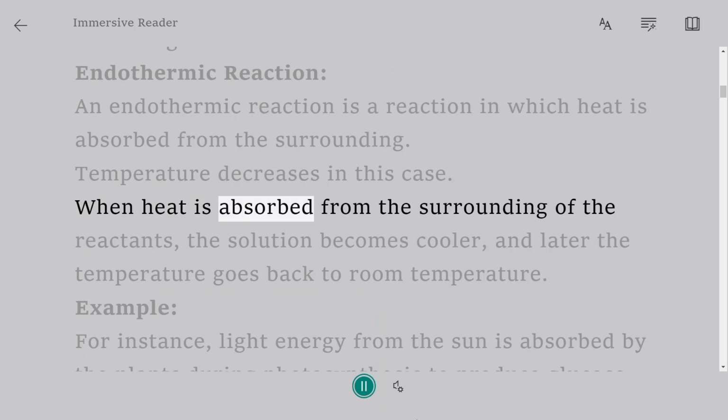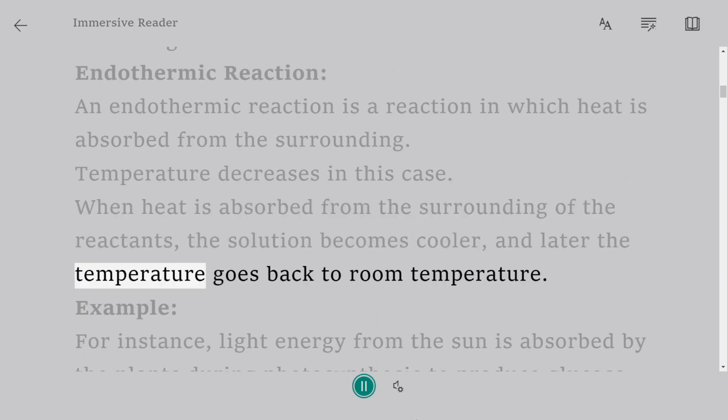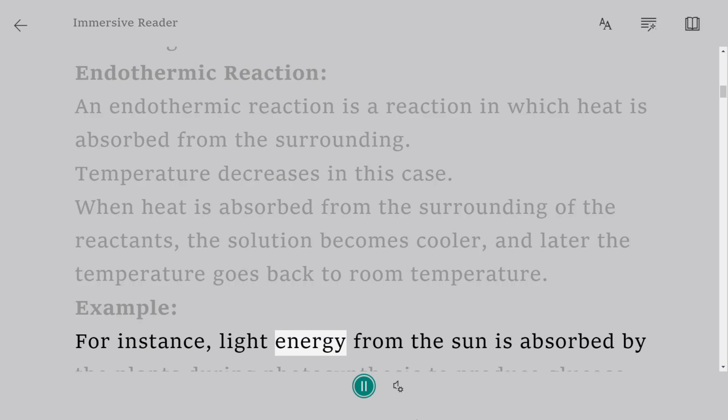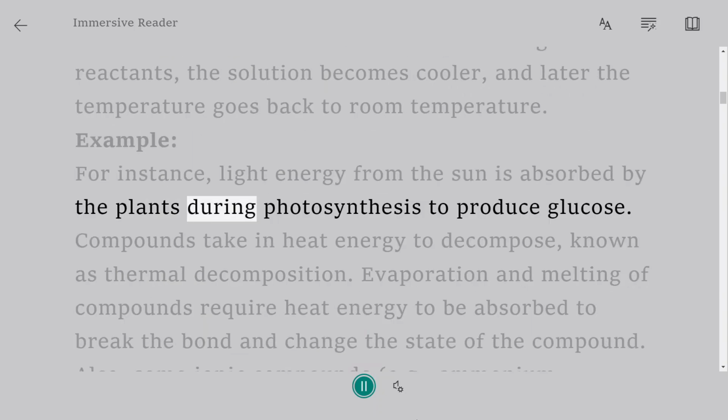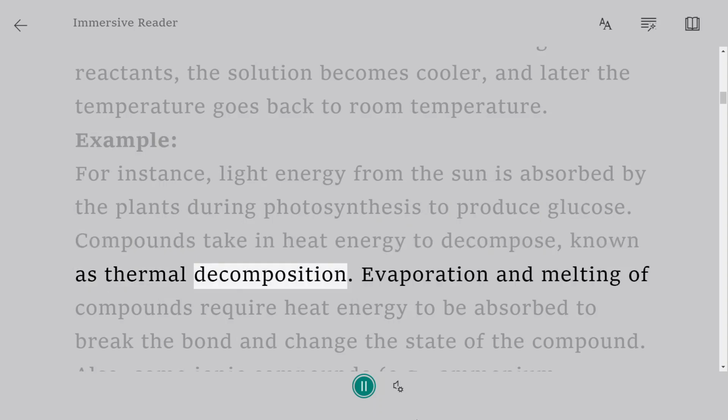When heat is absorbed from the surrounding of the reactants, the solution becomes cooler, and later the temperature goes back to room temperature. Example. For instance, light energy from the sun is absorbed by the plants during photosynthesis to produce glucose. Compounds take in heat energy to decompose, known as thermal decomposition.